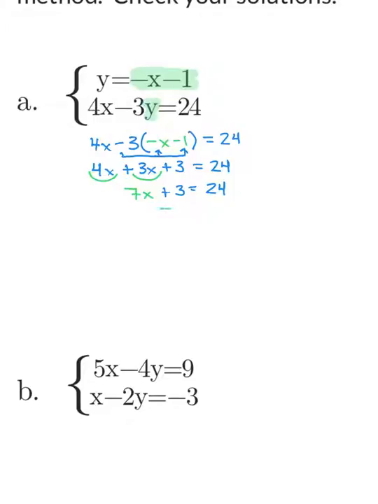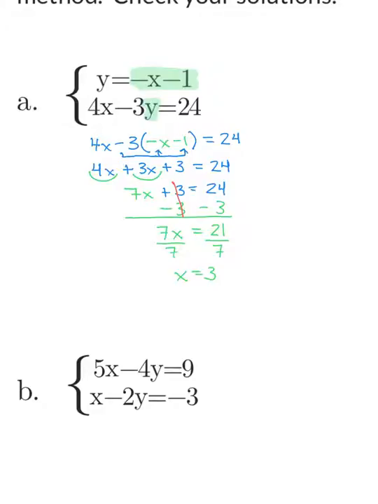We can subtract 3 from both sides, giving us 7x equals 21. From here, to finish solving for x, we're going to divide by 7, and we get x equals 3. Now, in previous chapters, that would have been enough.